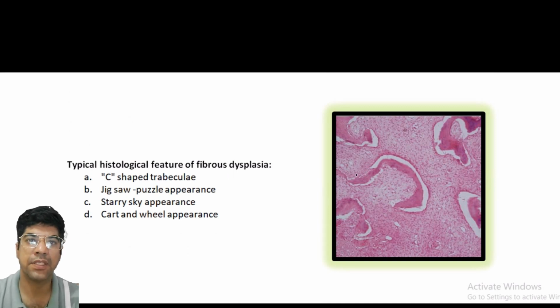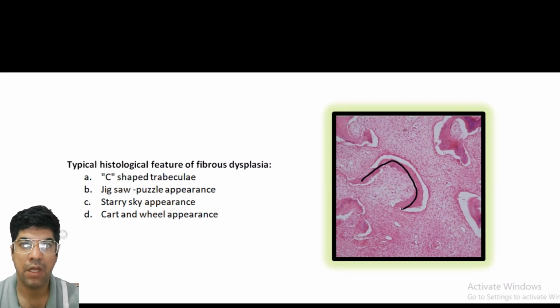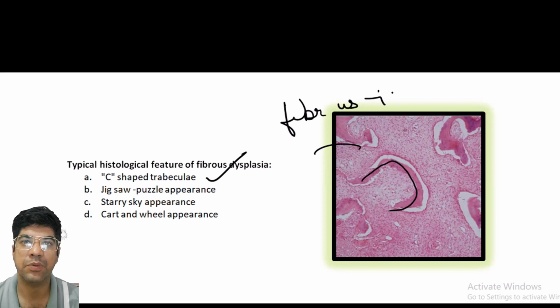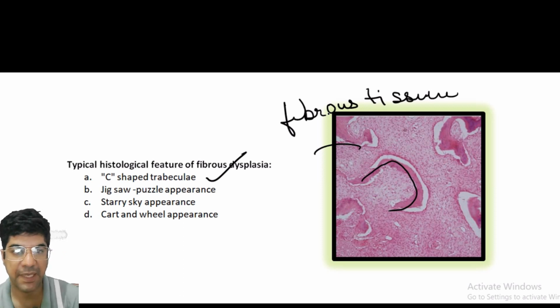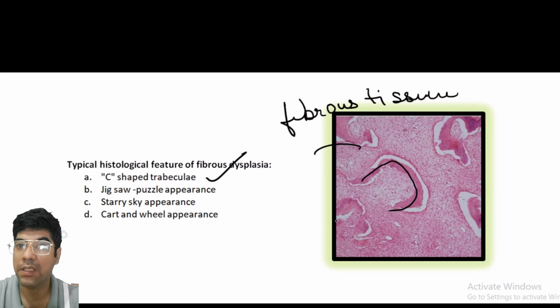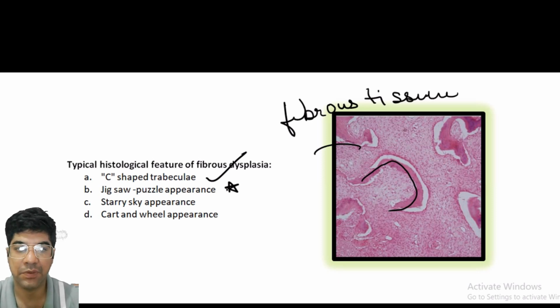Typical histological feature of fibrous dysplasia. So the typical feature is C-shaped trabeculae. Fibrous dysplasia is a benign bone disorder that is characterized by replacement of normal bone with fibrous tissue. So fibrous dysplasia shows C-shaped trabeculae or curvy linear strands of woven bone within the fibrous tissue.